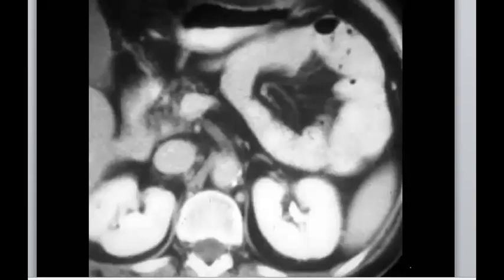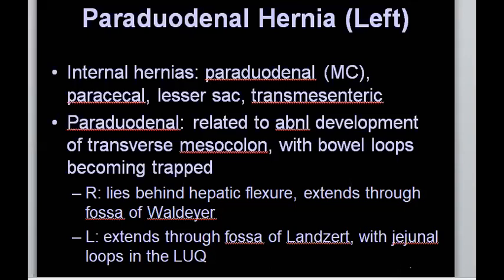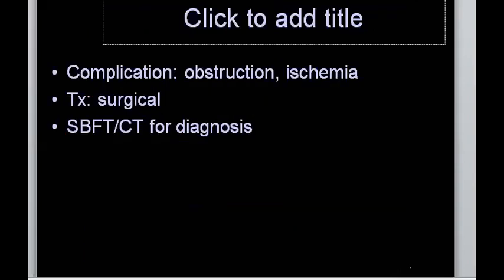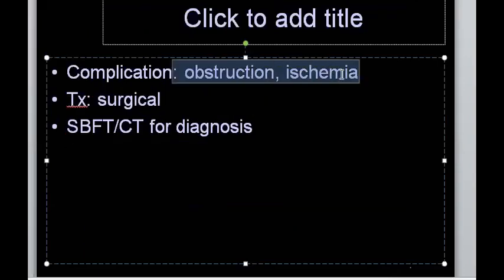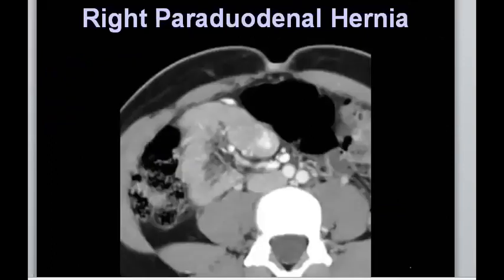And as you mentioned, the foramen of what? Yes, I agree. The complication, sure, will be obstruction and ischemia. Treatment will be surgical, with CT for diagnosis, or barium follow-through, or maybe CT enterography. So this one is the right paraduodenal hernia, which is behind the hepatic flexure and extends through the fossa of Waldeyer. Yes.